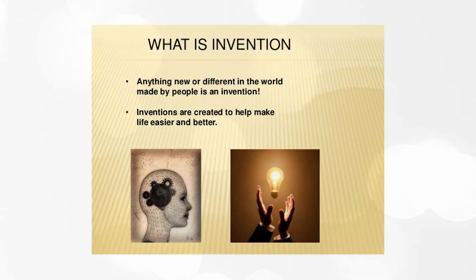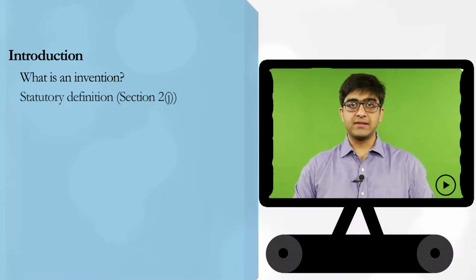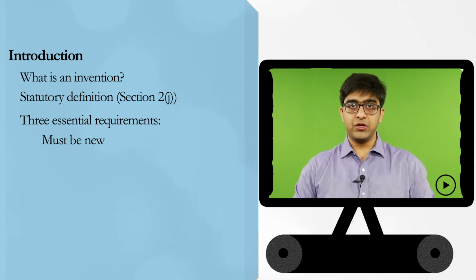Let us start with an introduction on the concept of an invention. Invention is defined under the Patents Act under section 2 clause J. If you read section 2J, and I would recommend you to do so, you would find that there are three elements of an invention. Firstly, it must be new.